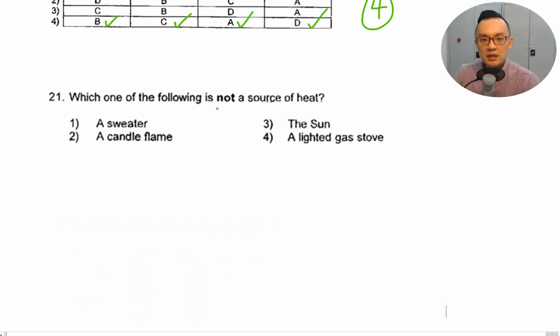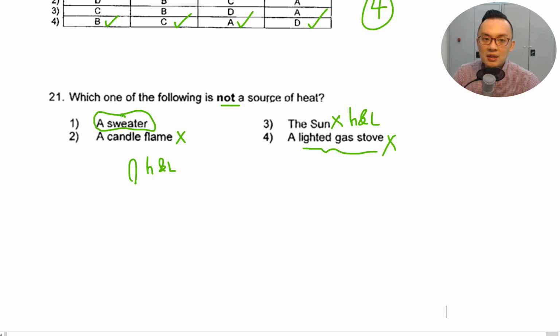Which one of the following is not a source of heat? A sweater, a candle flame, the sun, a lighted gas stove. All right, so let's look at candle flame. Candle flame produces heat and light. Okay, so it is a source of heat. Therefore, this is not the answer. The sun is our primary source of heat and light, so therefore this is not the answer. A lighted gas stove is actually a source of heat as well, right? Because it produces heat energy by itself. So it's not the answer, and the answer is a sweater.